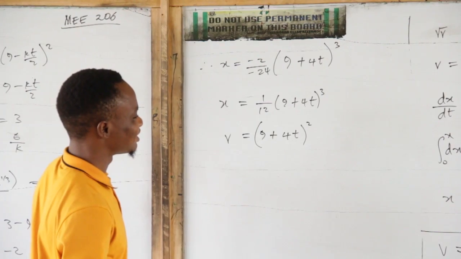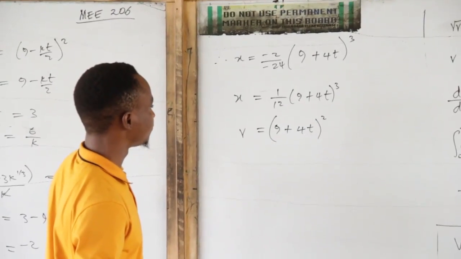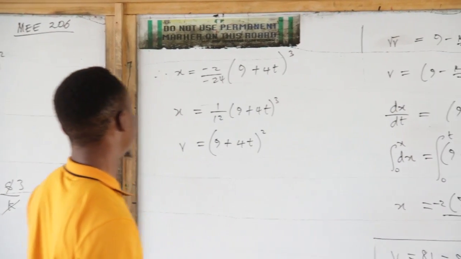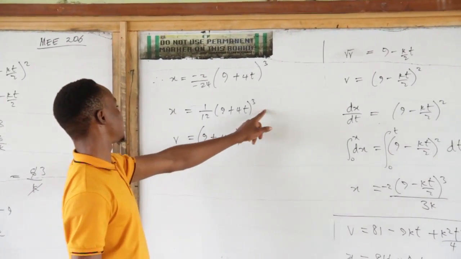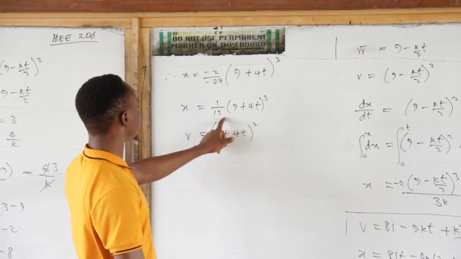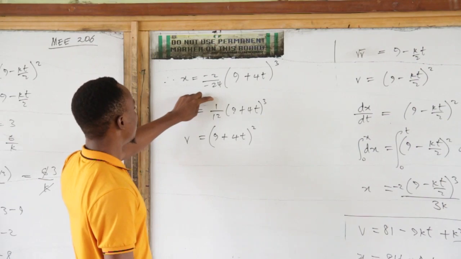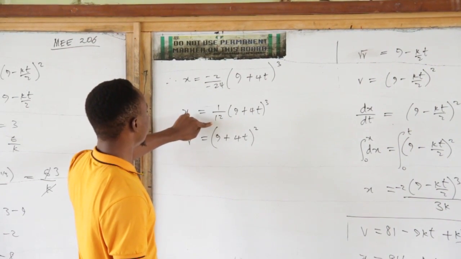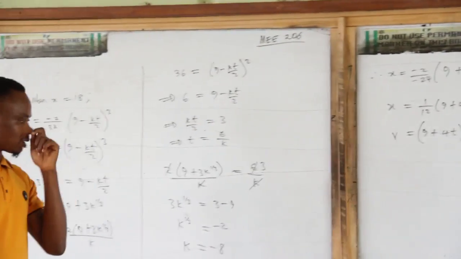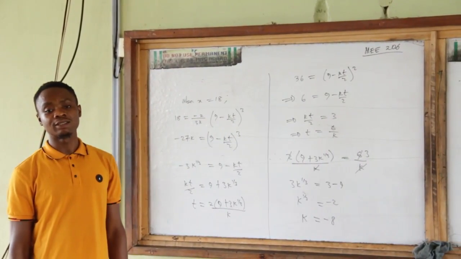Is this correct? There's an issue here. Okay, when you differentiate this, does it give you this? Okay, 3 over 12, that's 1 over 4, okay, multiply by 8. Okay, yes, that gives you that. Do you understand that?